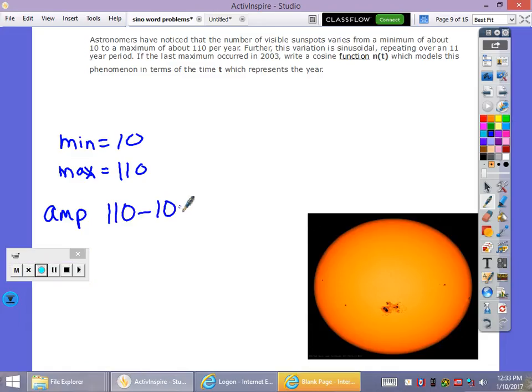110 minus 10 is 100. Divided by 2 is 50. So my amp is 50. What's my 0 line? 60.